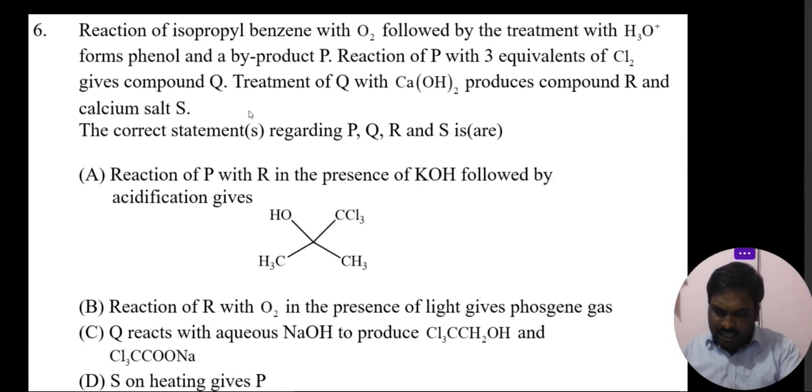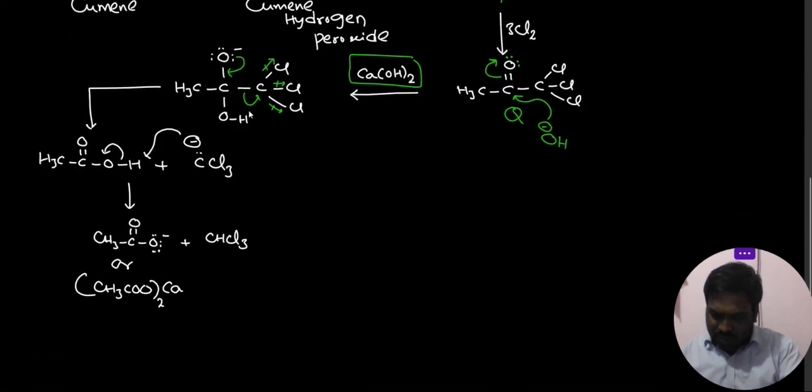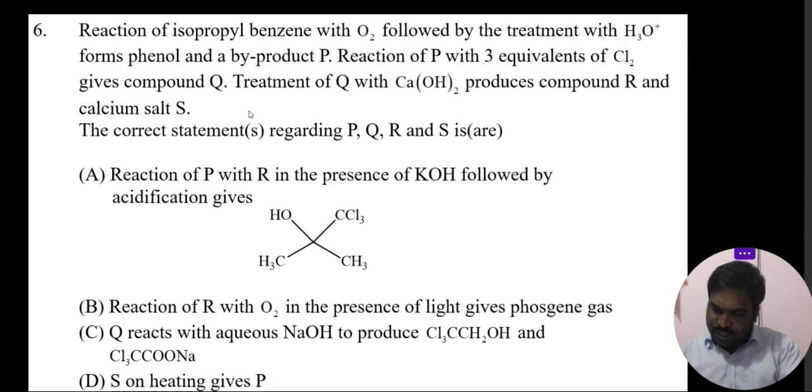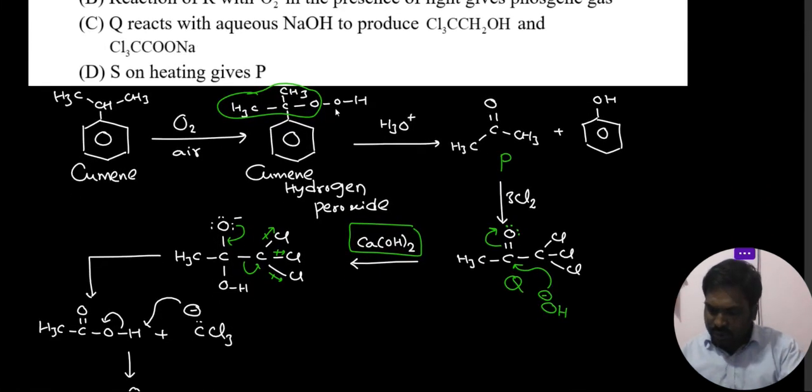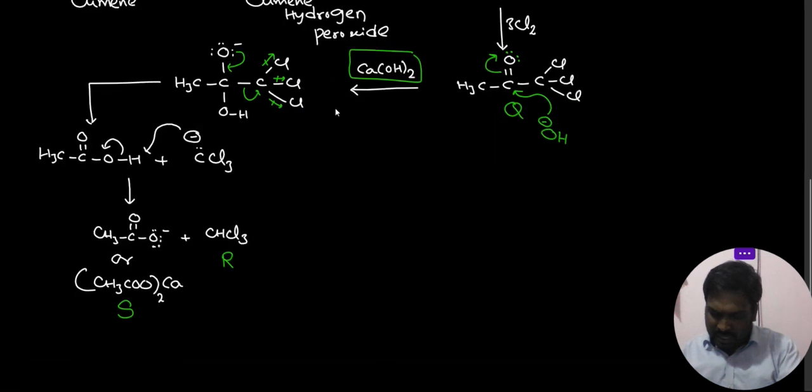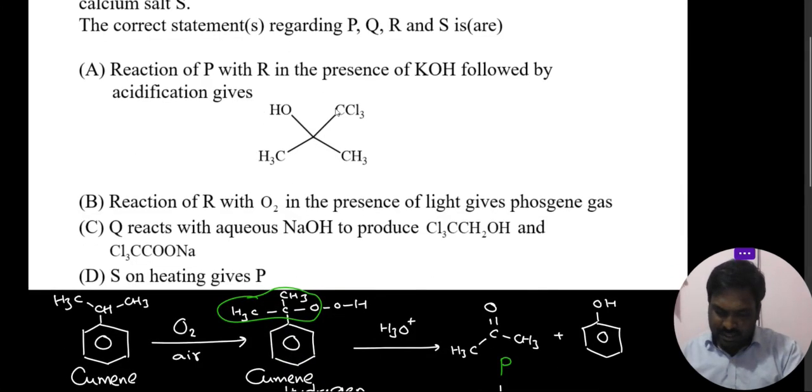Now moving to the question. Here R and calcium salt S are formed. R means chloroform, and the calcium salt is S. So what is P here? Once observe, P is acetone. Q is CH3COCCl3. R is chloroform. S is calcium acetate. Now we can answer these three options.